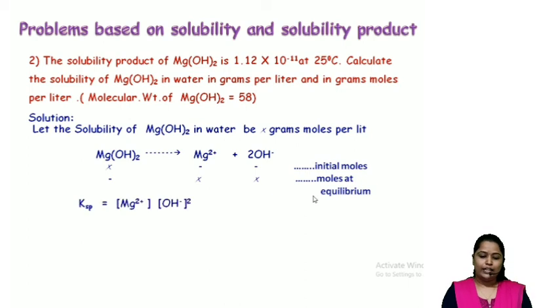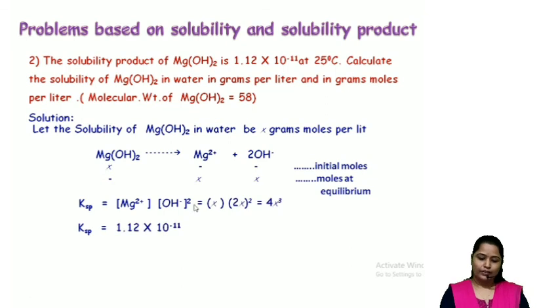Therefore we write the solubility product expression, and it is equal to concentration of Mg2 plus into concentration of OH minus raised to 2. Sorry, here it is 2x, not x. Concentration of OH minus is 2x, so it is 2x whole square. Therefore the answer is square of 2 is 4, into x into x square is x cube, 4x cube.